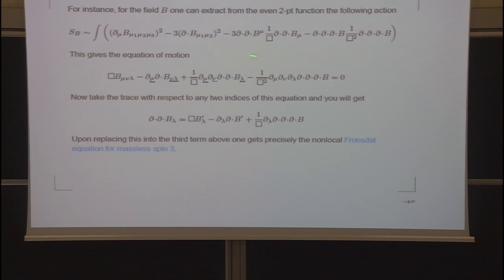We find that the two-point function gives rise to this action, which is non-local because it has this 1 over D'Alembertian term. And this gives rise to these equations of motion, which are non-local equations of motion. But if we take the trace of this, okay, the underlines mean that the indices are symmetrized. I take the trace with respect to two indices. You will get this equation, and upon replacing this into the other one, one gets precisely the non-local Fronsdal equation for massless spin 3.